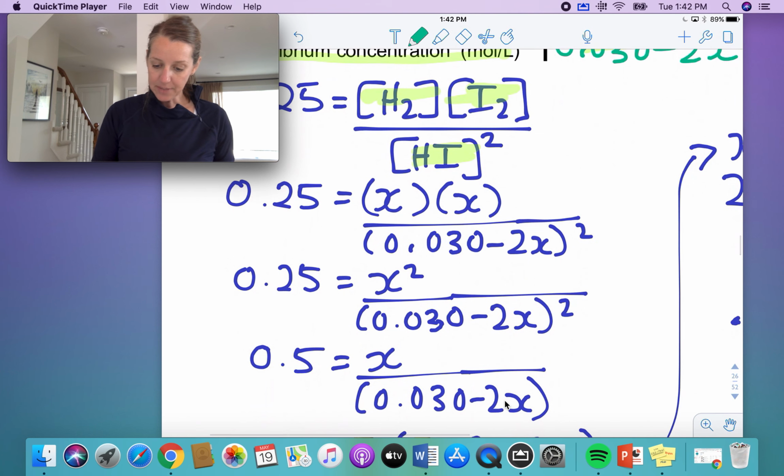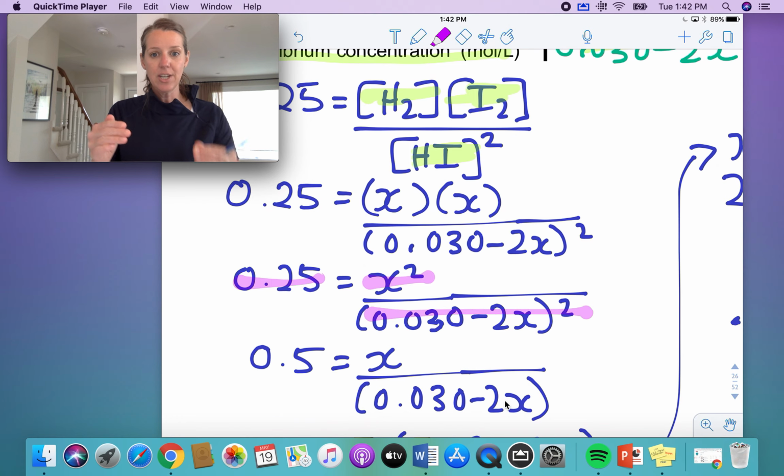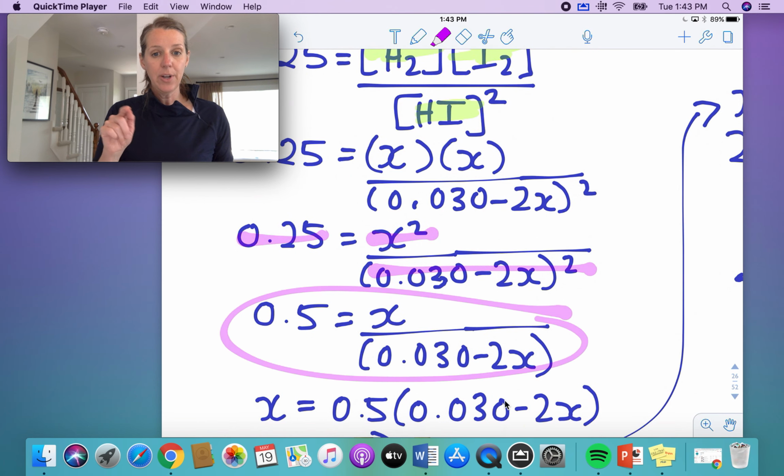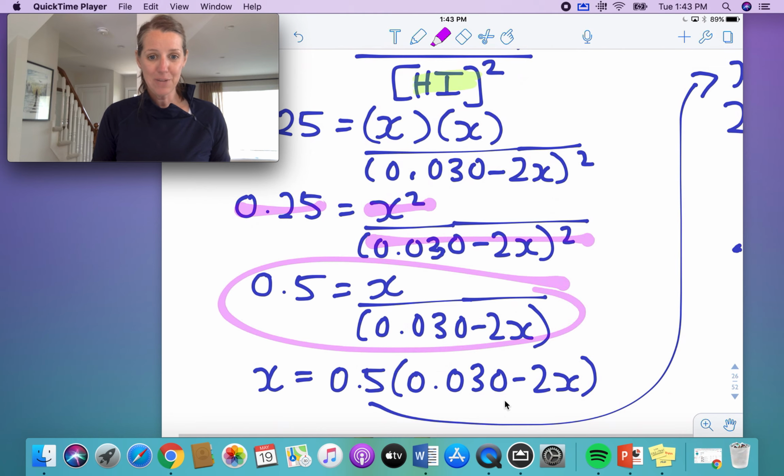Once you get to this point where you've got a square on the top and a square on the bottom, do you know what you have to do? If you square root both sides, you're going to get rid of those exponents. That's a math rule. Do you remember that rule? Once you get down to here, then I think you're good to go. 0.5 equals x over the bracket 0.030 minus 2x. Now it's just solve like you would in any algebraic formula.